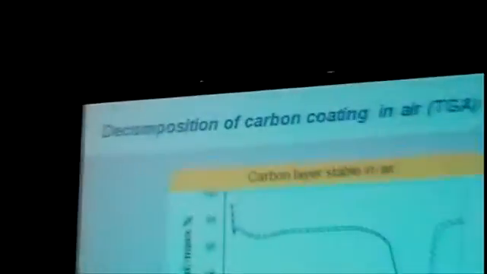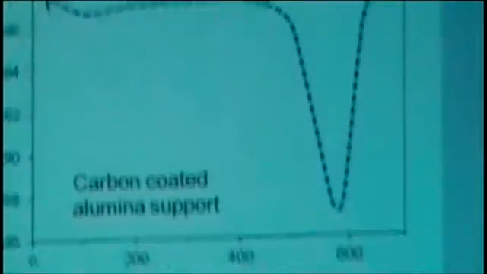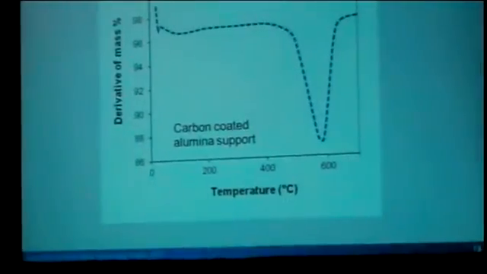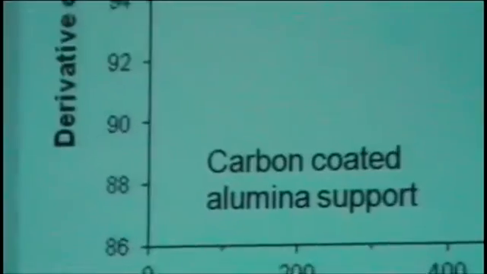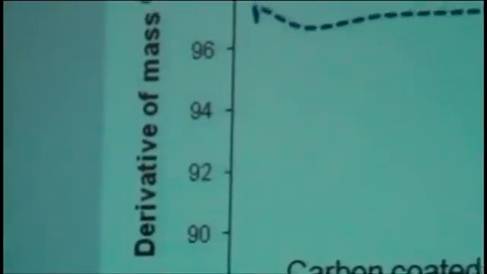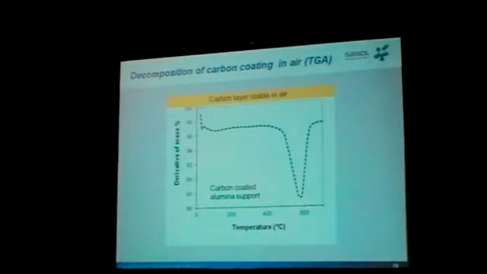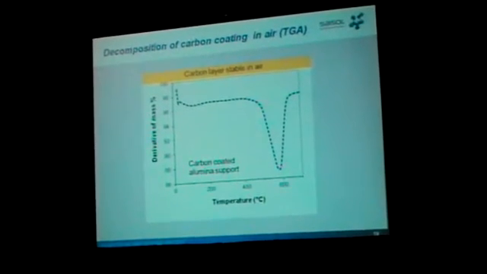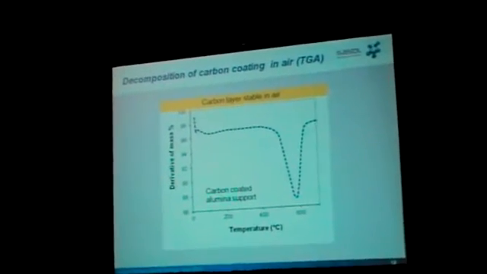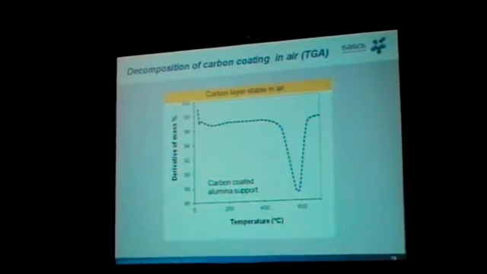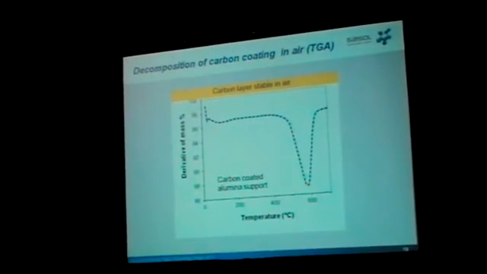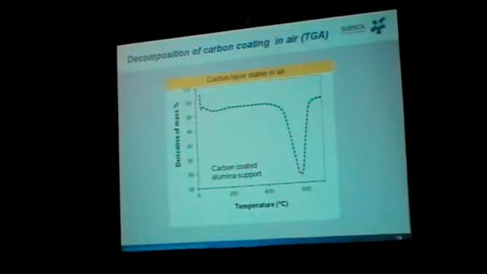Then we looked at TGA, how stable this carbon layer is, because we wanted to activate it to give these oxygen and OH groups. And if you try to burn off the carbon in the absence of cobalt nitrate, you can see it's rather stable. You have to go to temperatures in excess of 500 degrees before you burn it off. So activation at 250 degrees will not burn off the carbon that you have just deposited on the alumina.